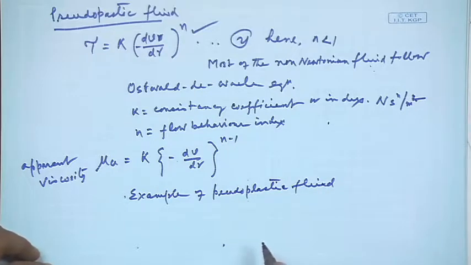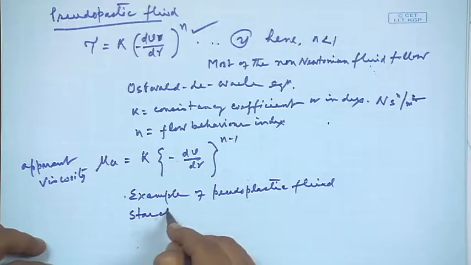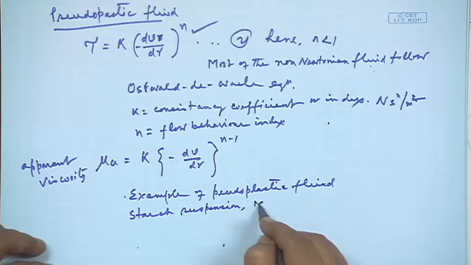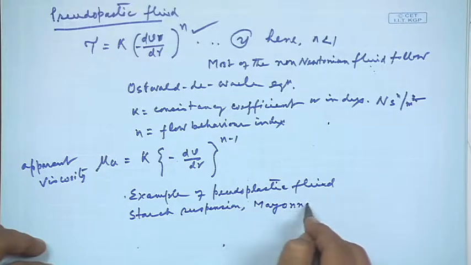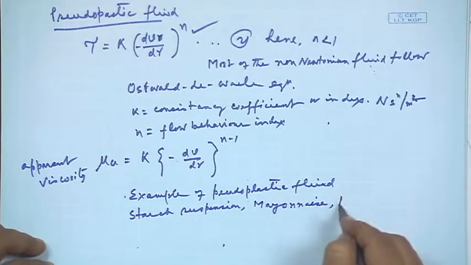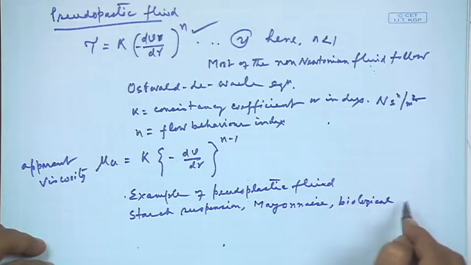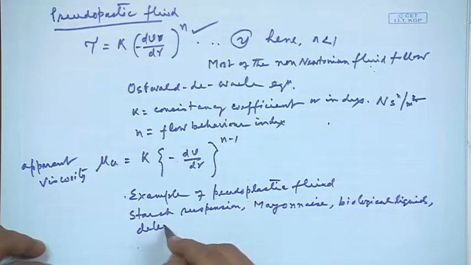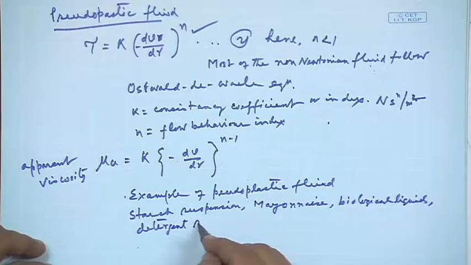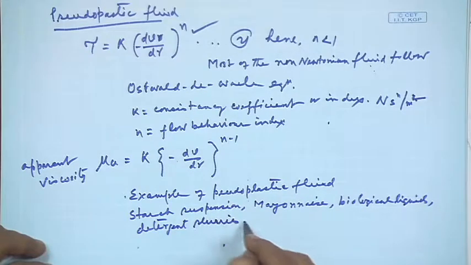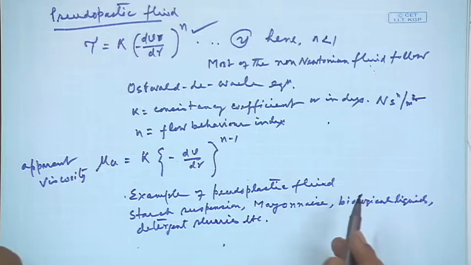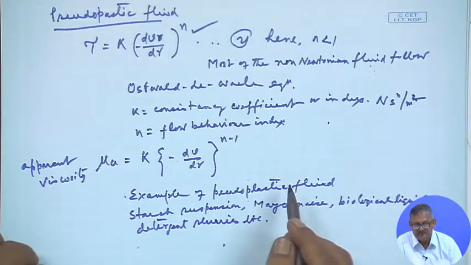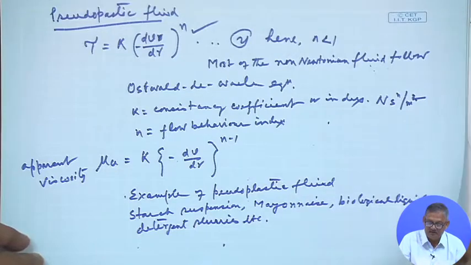Examples of pseudoplastic fluids are starch suspension, mayonnaise, biological liquids, detergent slurries, etc. Right? So, these follow this non-Newtonian behavior where n is less than 1, right. So, we will plot all of them in one.